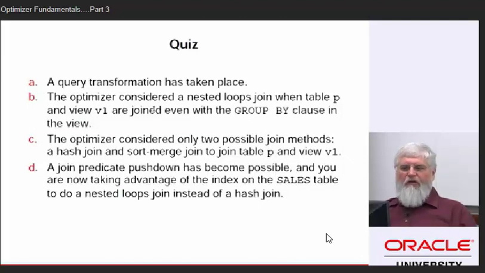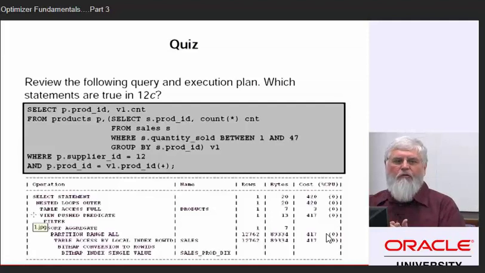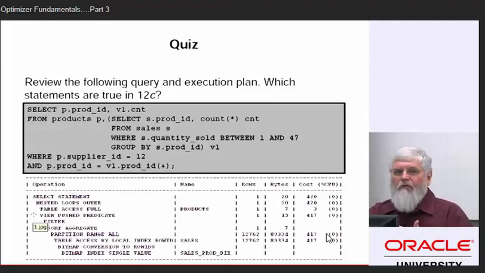So let's go back and take a look at the execution plan. In the execution plan, we see view pushed predicate, which is one of the transforms we looked at. We talked about pushing the predicates. So we took a view, the inline view, and pushed the predicates into it. So that's a transform that was done on the inline view. It wasn't a view I created, as a view we stored in the database. It was the inline view that was written in a query, this subquery up here. And we pushed the predicates into it. So yes, a transform did occur.